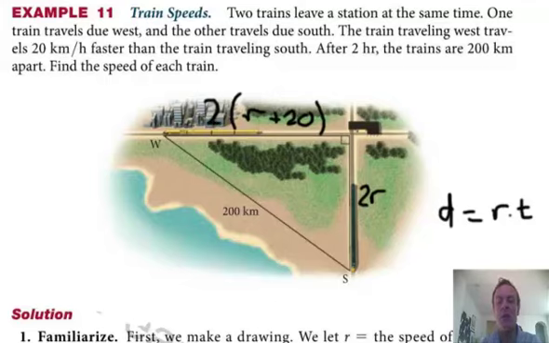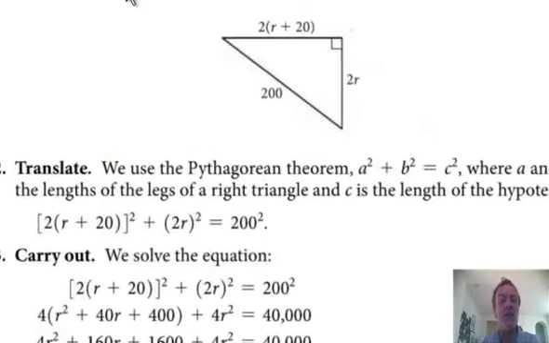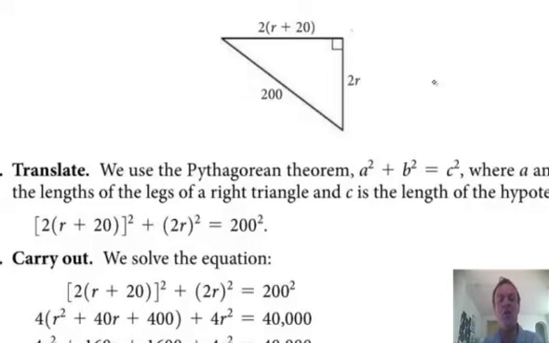What I end up with is this. Here it is. Now, once you've got that, this is just Pythagoras' theorem. In other words, this squared plus this squared equals 200 squared. So all of that squared. Right, now here we go. So here it is.